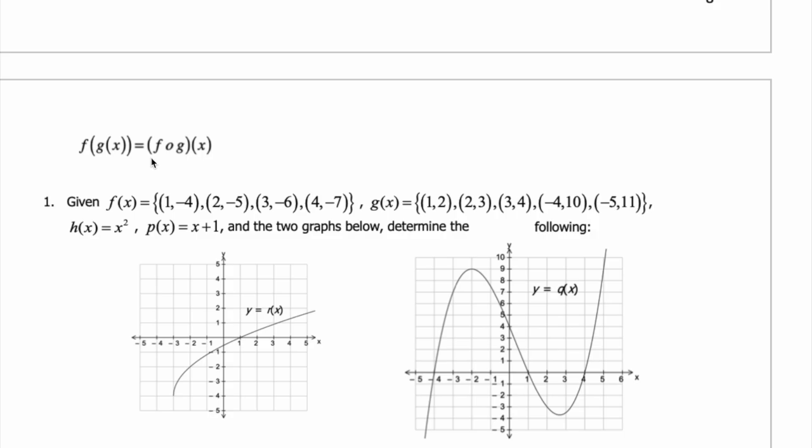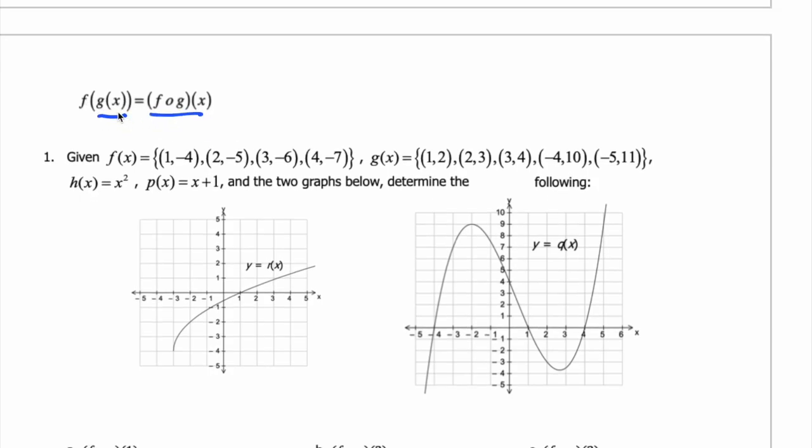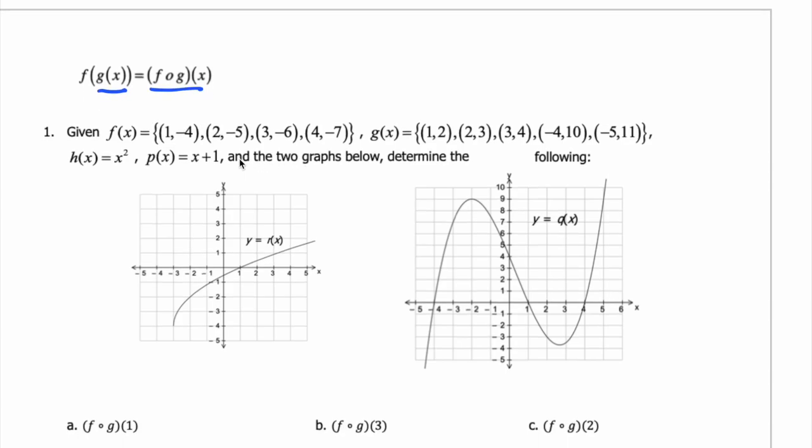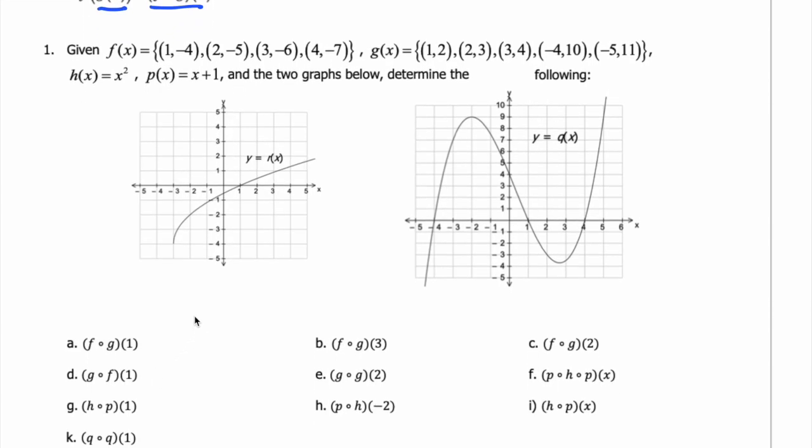This is how you write a composition of a function, where you put a function inside of another function. Do g of x first and then f of x. So let's take a look at the next page here. We got f of x defined by, a function can be defined as just a set of points, or an equation, or a graph here. So let's do a few of these.